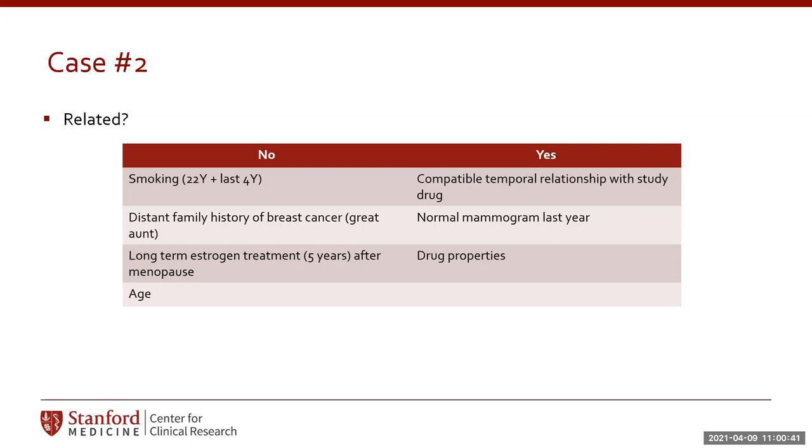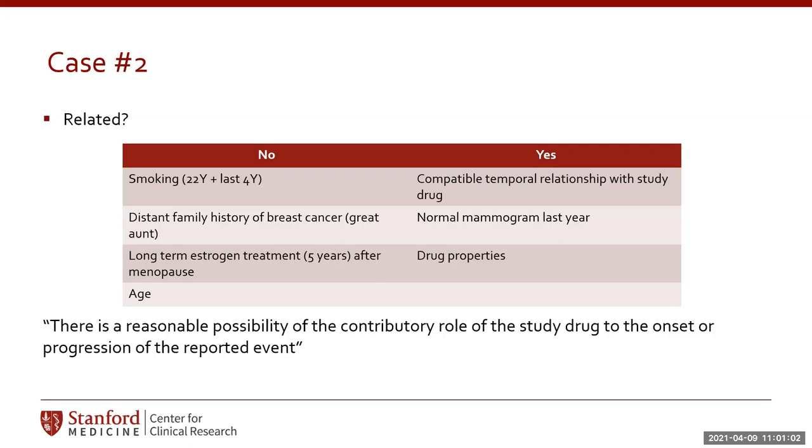So is this related? How are you going to grade this, or how is your PI or investigator going to grade this together when you sit down with them? And so the answer is yes. I agree with everybody who says yes. And if we can have the next bullet point, I think we'll have it. Yes, so there's a reasonable possibility of a contributory role of the study drug to the onset or progression of the reported event. And let's go look at the reporting steps here.